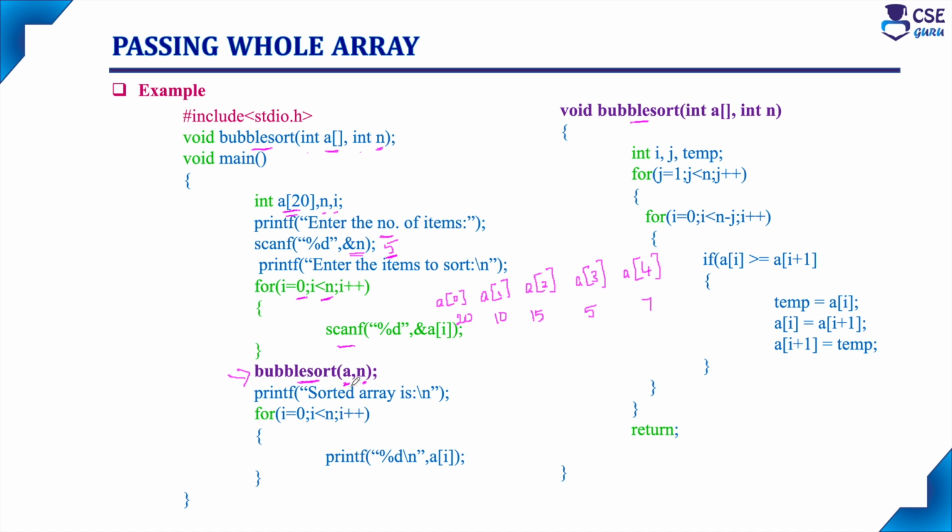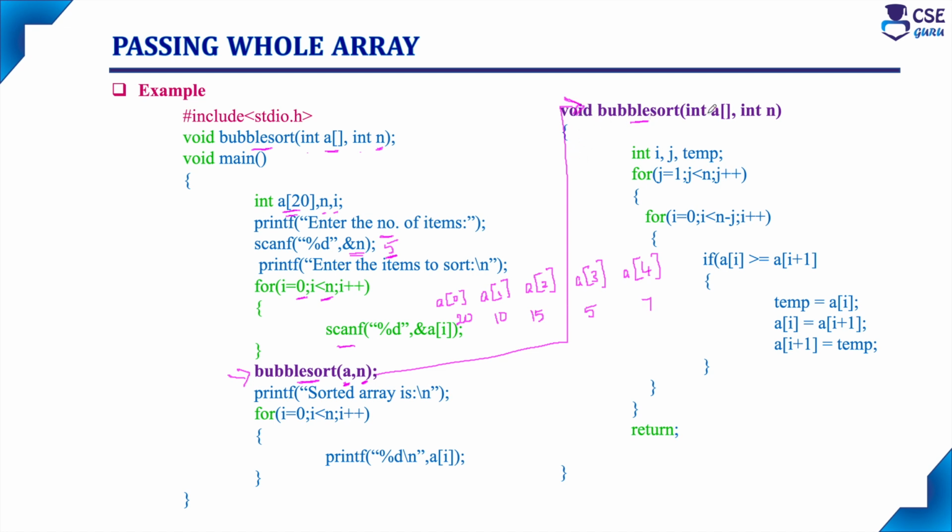But here we need to pass the whole array. If you want to pass the whole array, it is not necessary to specify a of i likewise. Simply passing the array name is enough. So here we are passing the array name with the n value. The array name will hold the complete array elements. So when this user-defined function is called, control will be transferred to the corresponding user-defined function.